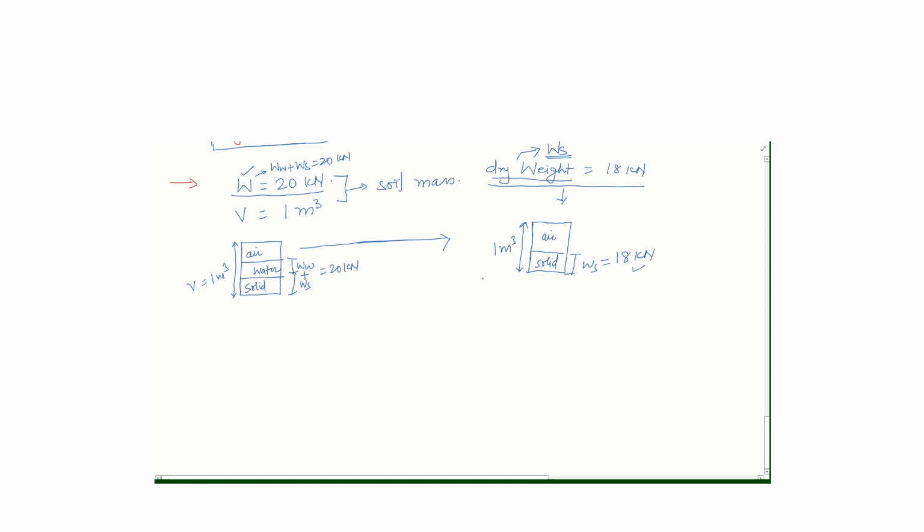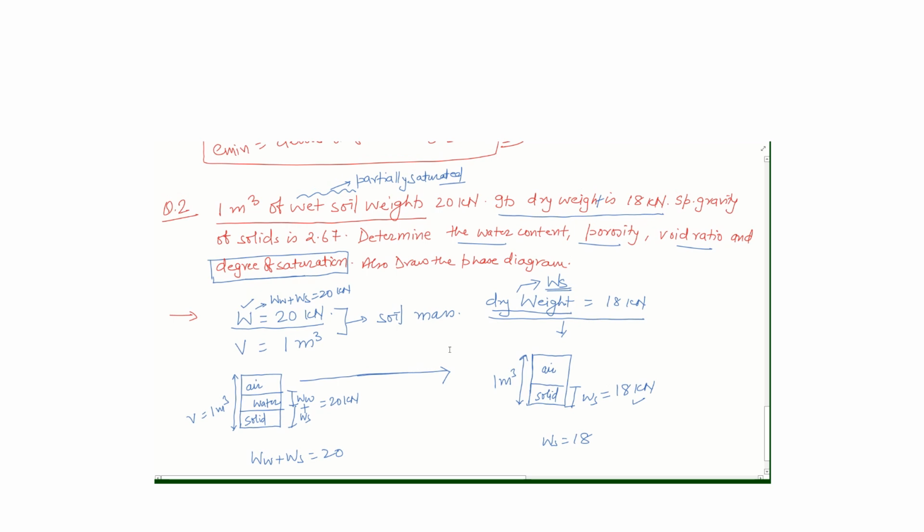Here we have Ww plus Ws is equal to 20, and the value of Ws is equal to 18. So we can find Ww, which is 20 minus Ws, that is 20 minus 18, going to be 2. So the weight of water is going to be 2 kilonewton. Now we have to determine the different quantities, like water content.